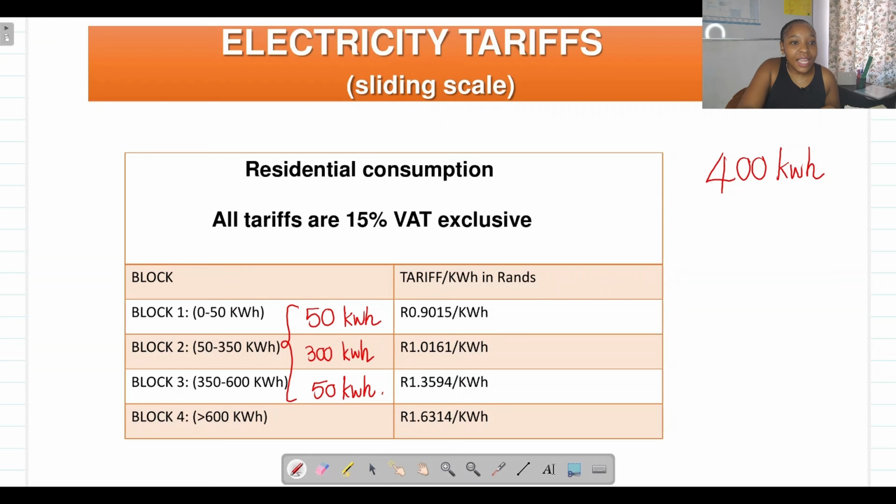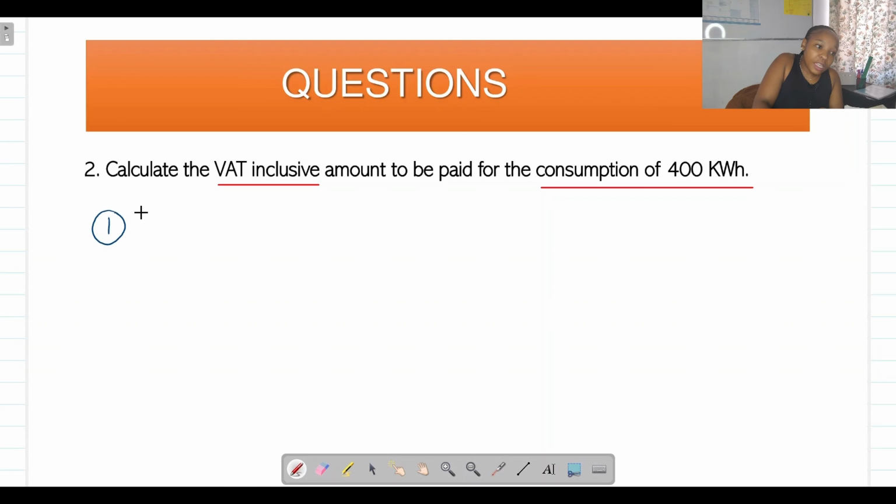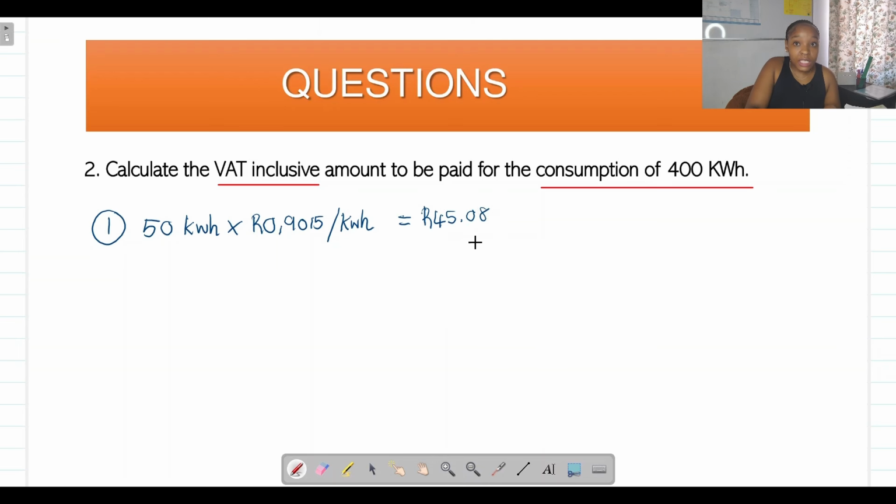Okay, let's go. Let's calculate how much you would pay, right? We know in block 1, it's going to be 50 kilowatt hours multiplied by 0.9015 per kilowatt hour. We already know what that is, guys, because we already calculated it. It's 45.075, but now I'm rounding it off to 2 decimal places, hence 45.08.